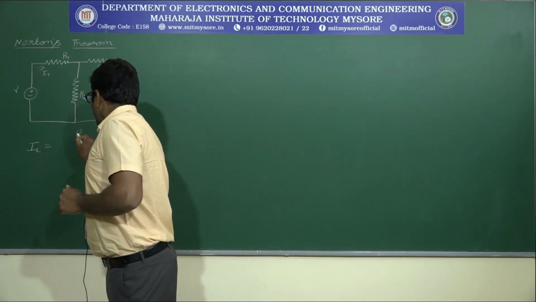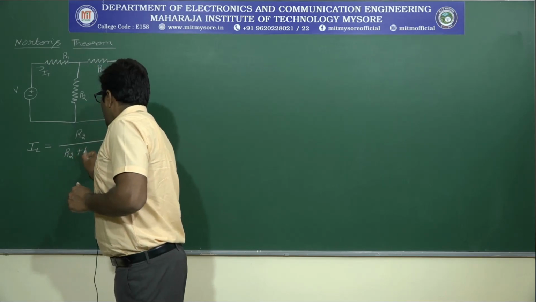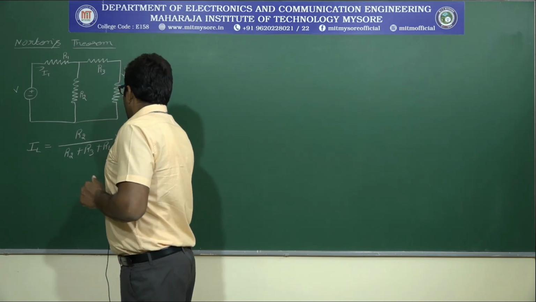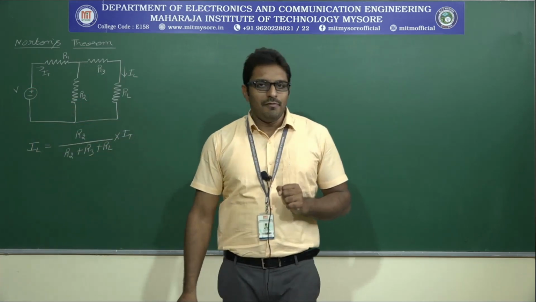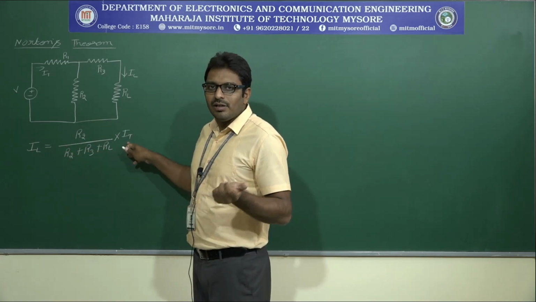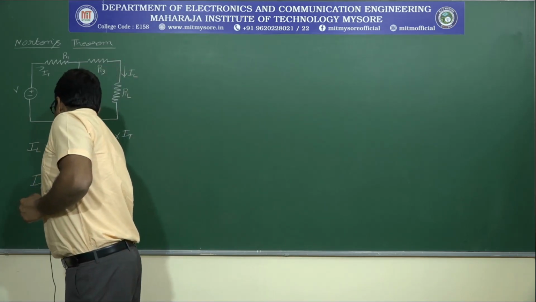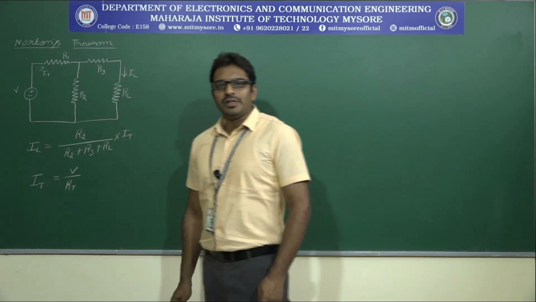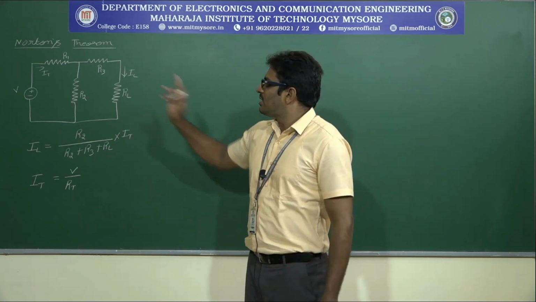IL is equal to R2 divided by R2 plus R3 plus RL, times the total current IT. That is the total current driven by the total supply V. Now, in order to find IL, first we need an expression for IT. IT is equal to V divided by RT. What is V? The total supply voltage. Divided by RT, what is RT? The total resistance of the circuit.